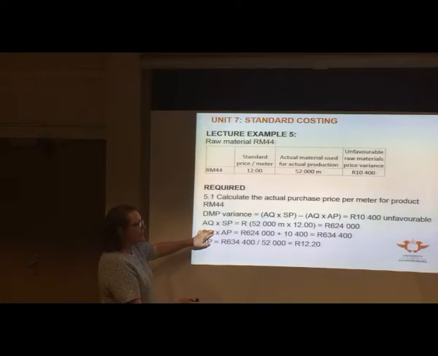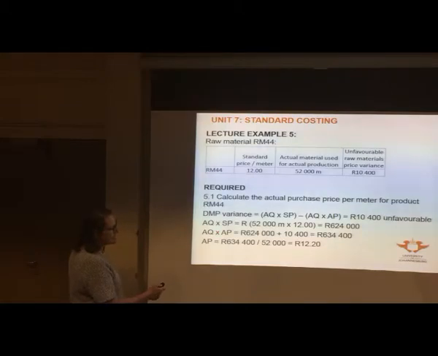624,000. Then you knew you had an unfavorable price variance of 10,400. You know that the actual must be more. Therefore, the total actual must be 624,000 plus 10,400, which is 634,400. That is the actual quantity times actual price. If actual quantity times actual price is 634,400, then actual price must be 634,400 divided by actual quantity of 52,000, which is 12 Rand 20.